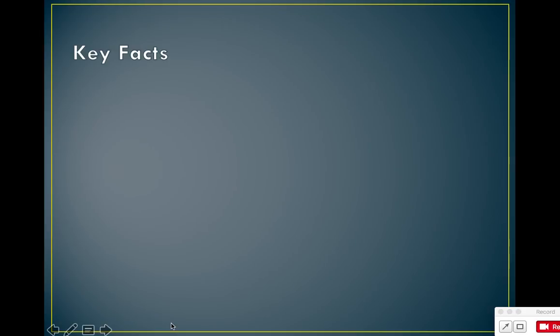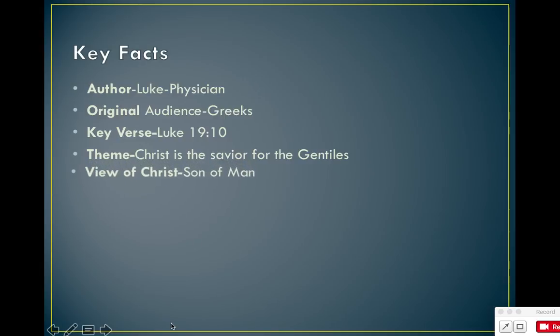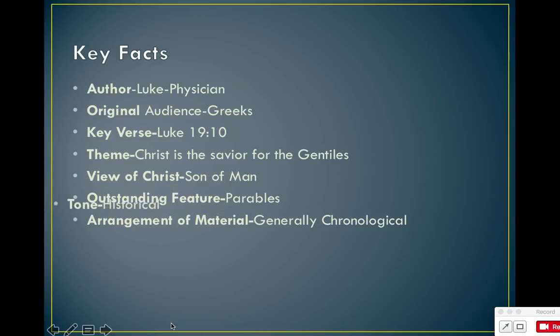And so let me put up here real quickly the key facts. Luke was a physician. He is writing to the Greeks. His key verse is Luke 19:10. The theme is that he is a savior for the Gentiles, those who are not Jewish. He views Christ as the Son of Man. His outstanding feature is the parables, because again, 16 parables are only in Luke. And his arrangement is chronological. He is a very historical person, taking his genealogy all the way back to Adam.